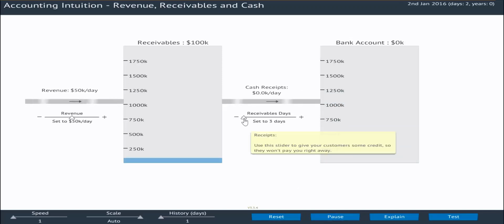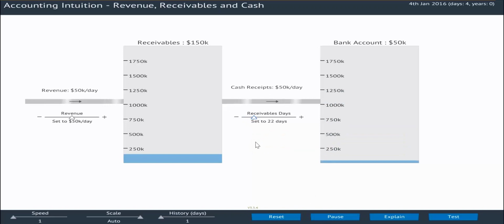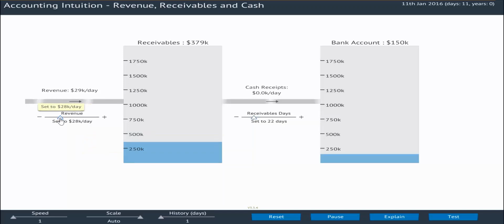Dragging this receivables days slider has an effect on when the business is going to receive payment. And dragging this revenue slider allows you to change the amount of revenue that the business generates each day, i.e. the total amount of goods the business invoices its customers for each day.